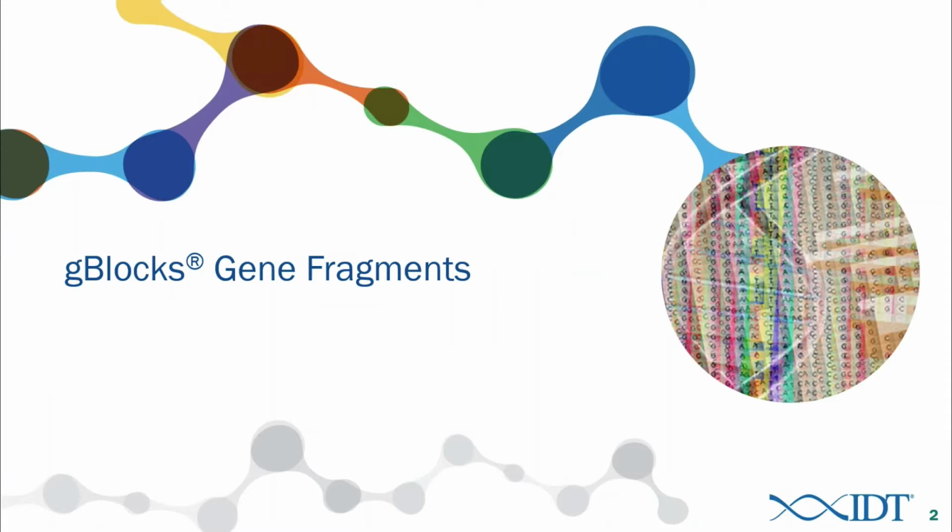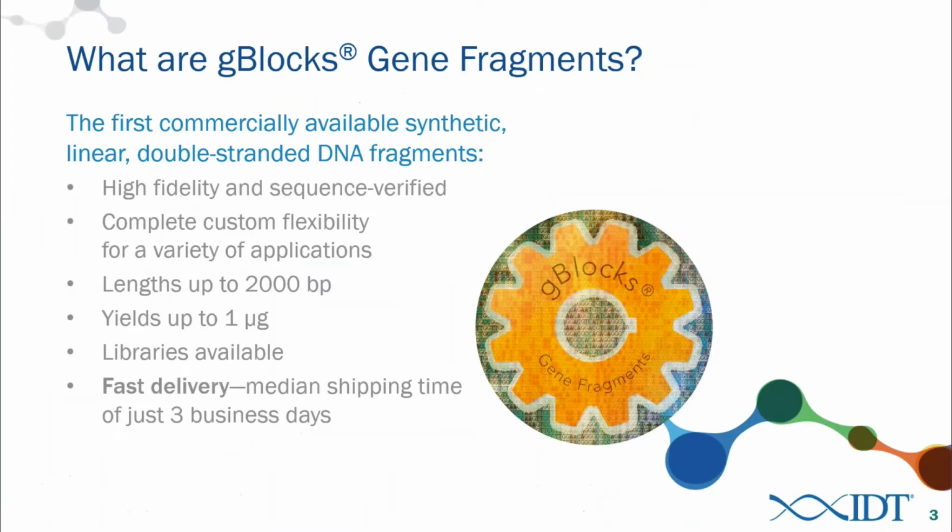So to start out with, we'll talk about gBlocks gene fragments. This is a product that we developed here at IDT about 3 years ago, and at the time was the first commercially available synthetic linear double-stranded DNA fragment that you could purchase. We started out with fragments up to 500 bases in length, as a very high-fidelity sequence-verified product. We've continued to make that product over the years, and we've expanded its capabilities. So we now have lengths up to 2 kb in size.